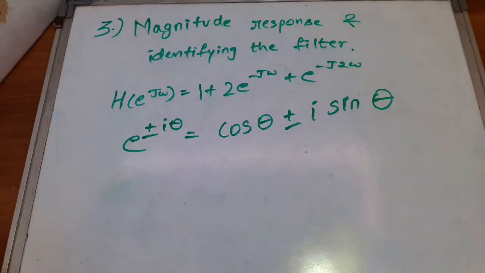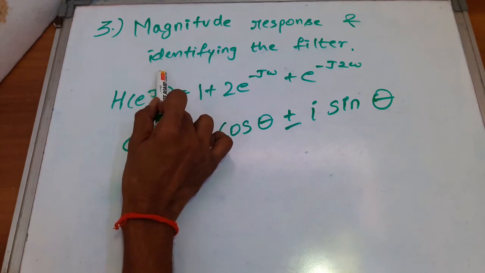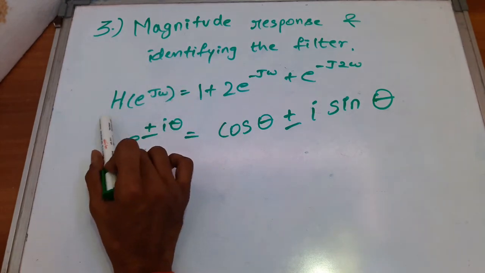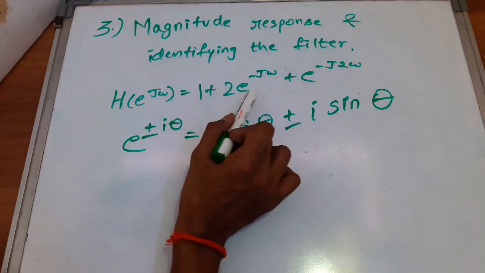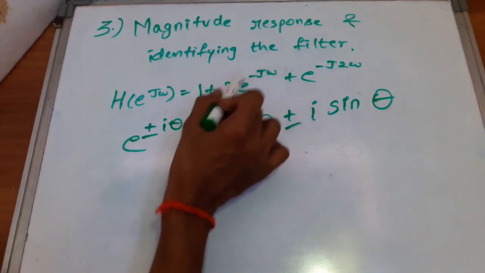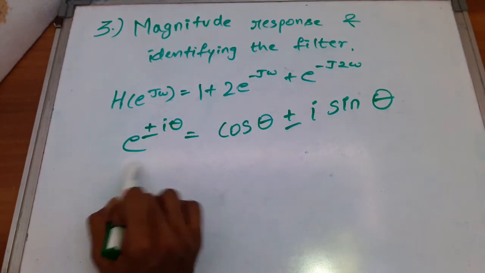So now coming to the third part, that is magnitude response and identifying the filter. For this, the solution of the frequency response is where we begin. In this, do you see this part? e raised to j omega. We have to expand this part with this formula. That's the basic trigonometric formula.